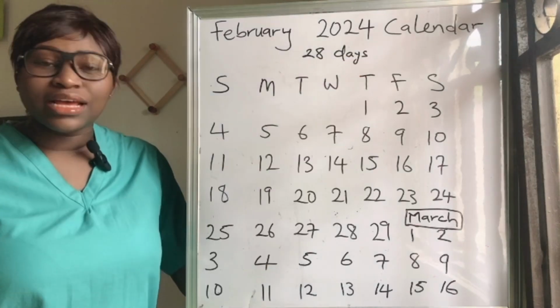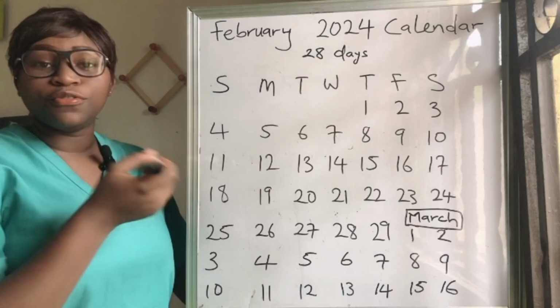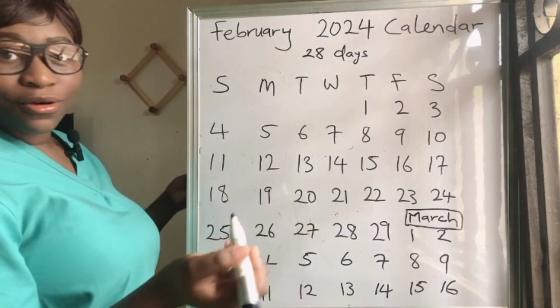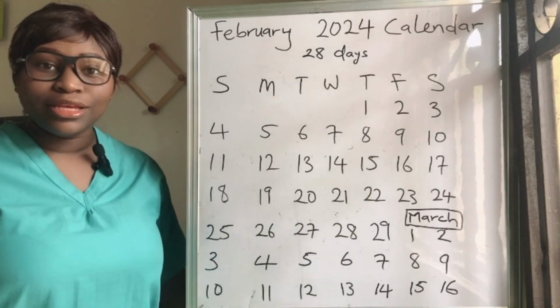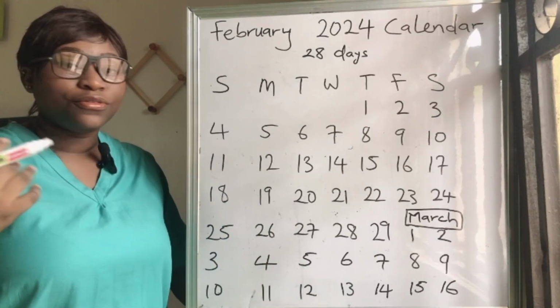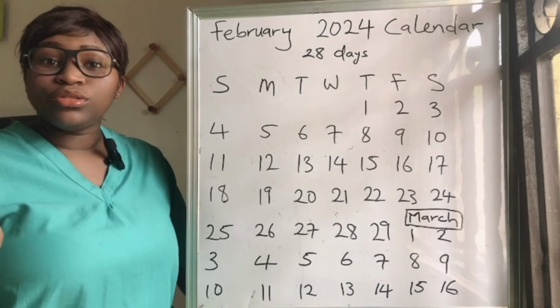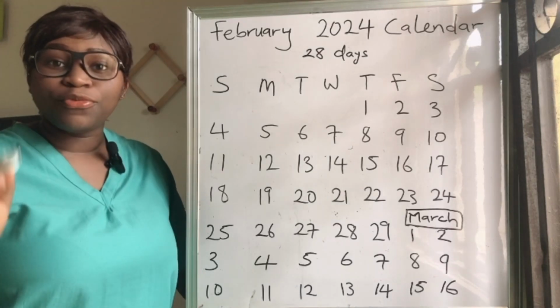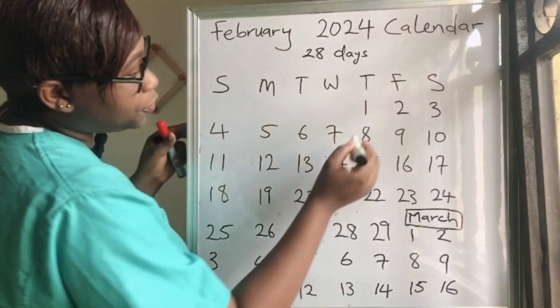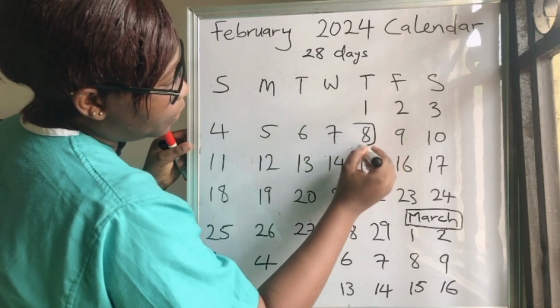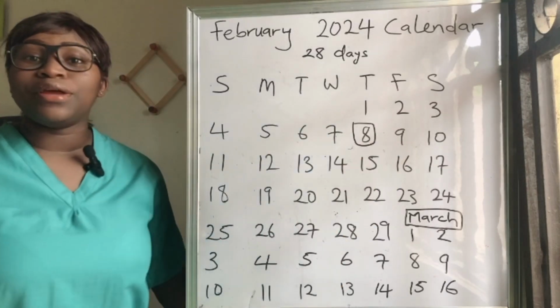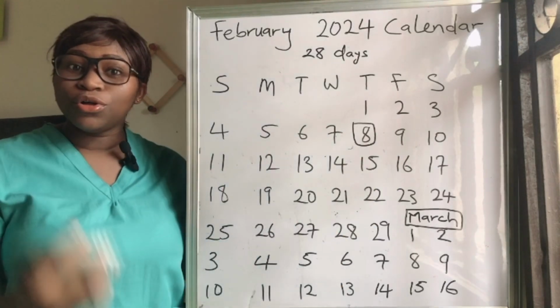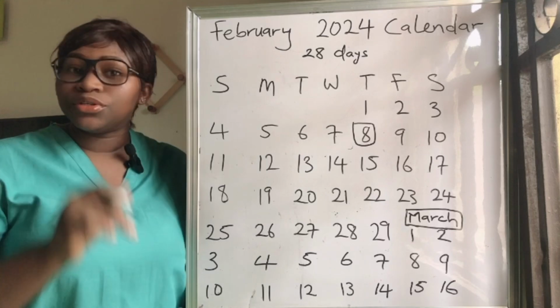Let's take for instance, you got your period for the month of February on the 8th of February. You can get your period any day. You can get your period on the 2nd, on the 4th, on the 10th. But we are going to be using the 8th as an example for this video. She got her period on the 8th. And when I say she got her period, I mean the flow started on the 8th. That was the day the period started.